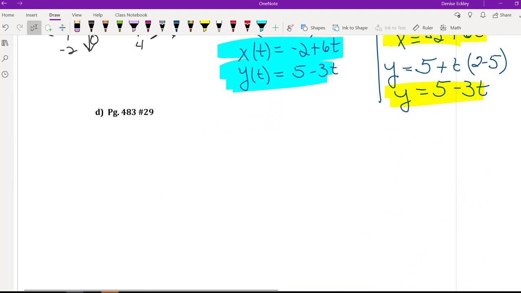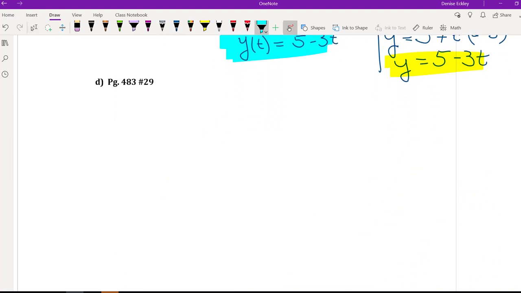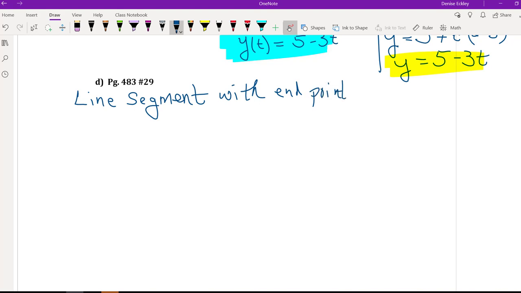All right, next question. Number 29 is slightly different because instead of a line, we want a line segment. So we can't have just a line. We're going to have endpoints, and it tells us what the endpoints are. Our endpoints are 3, 4 and 6, negative 3.